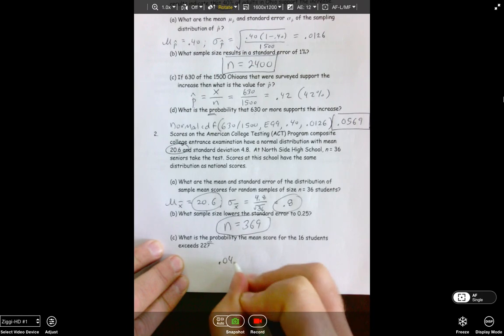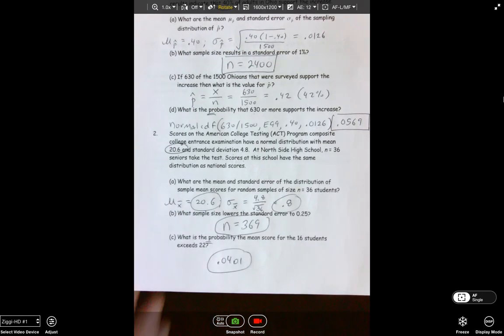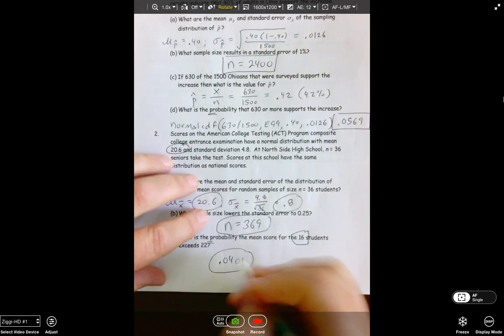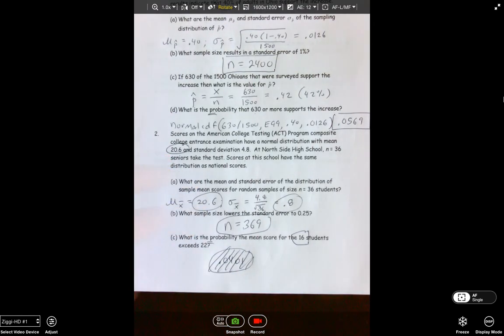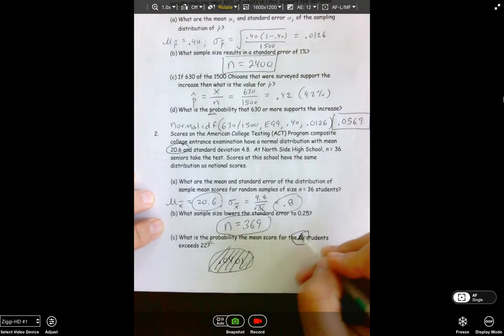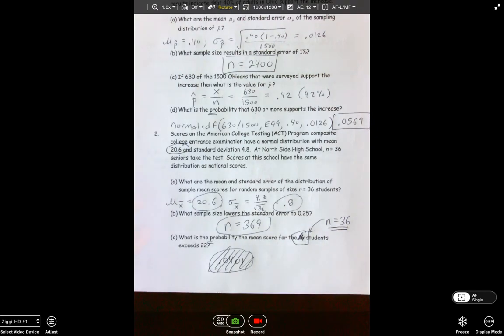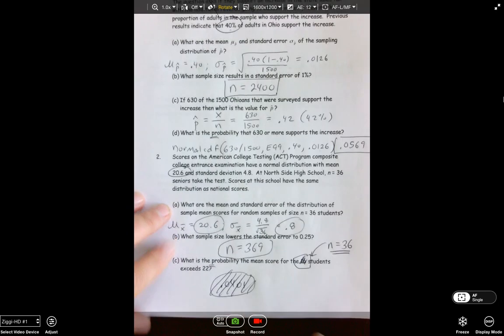Not very likely, is it? No, wait a minute. That says 16 students. Oops. I think that's a typo. That was supposed to be 36 students. Yeah, so guys, that should have been n equal 36. That's a typo. First mistake I've ever made. Y'all got to see it.